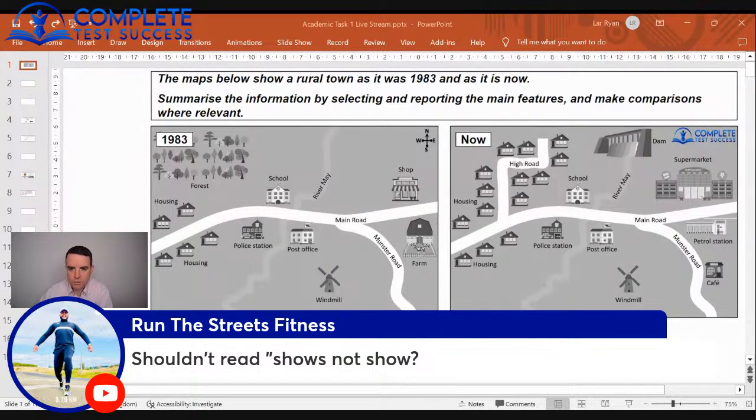Walter, should it say shows, not show? It's more than one map, so it'd be like they show. The maps show, they show. So show is correct in this instance.